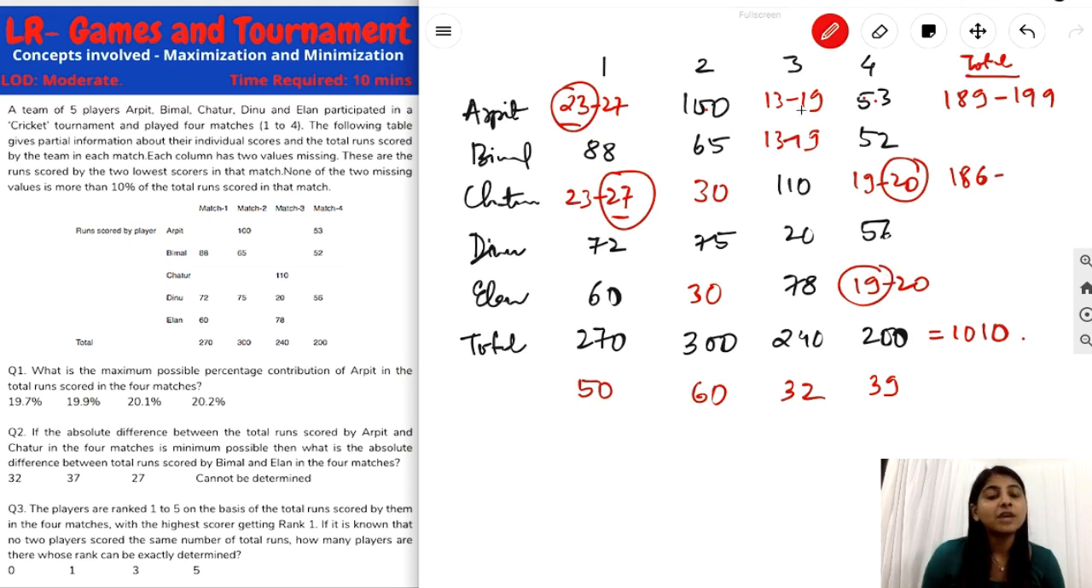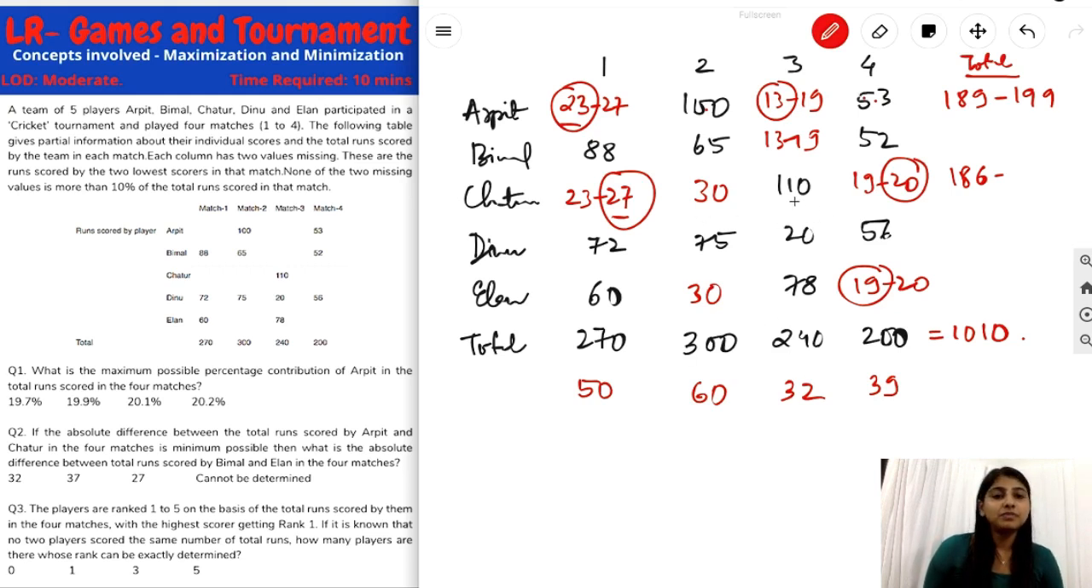Alright, again for Arpit, what we will do, we'll keep it as 13 and not 19. Why? To keep the difference between Arpit and Chatur to be minimum. Okay, because see, 13 was already more for Arpit, no? So we are trying to keep the other values minimum for Arpit and maximum for Chatur, so that their difference can be further minimized.